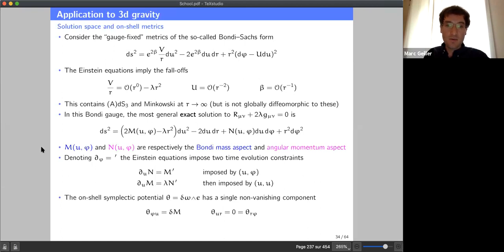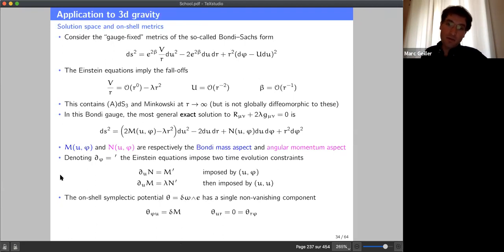Well, you can even compute this in metric variables. You can take this metric here and use the metric expression for the symplectic potential, which we gave yesterday. Or you can define a triad E, then solve the torsion equation and define a connection omega, and then compute the potential delta omega wedge E with this exact solution in Bondi gauge.